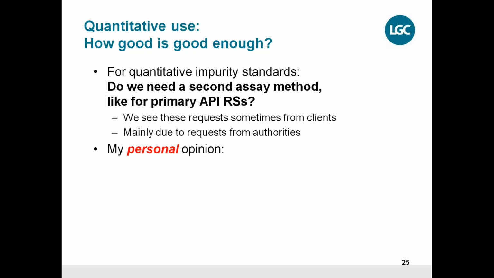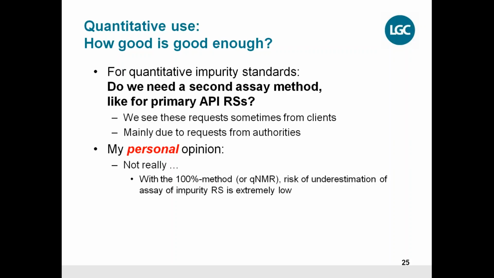My personal opinion, and also what we do on the certificates, is that it is not really necessary to have a second assay method in there. With the 100% method or the qNMR that we use, the risk of underestimating the assay of the impurity reference standard is extremely low, and that is the real risk for patients, to underestimate an impurity, and that is normally not happening really. So there is a low risk for the patients, if there is a risk at all.